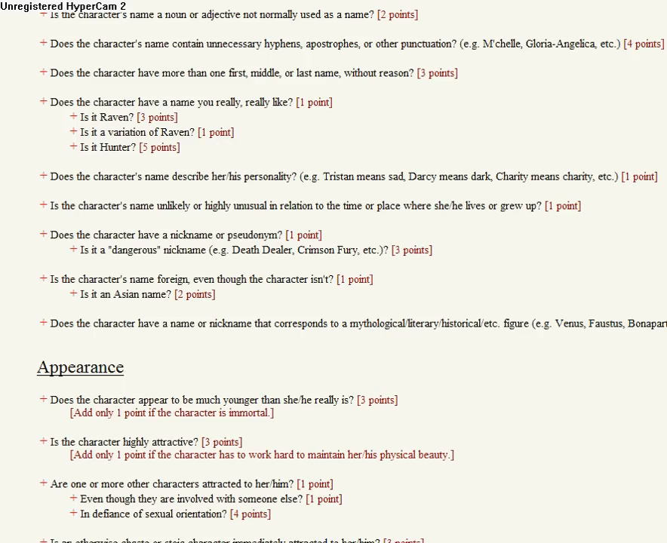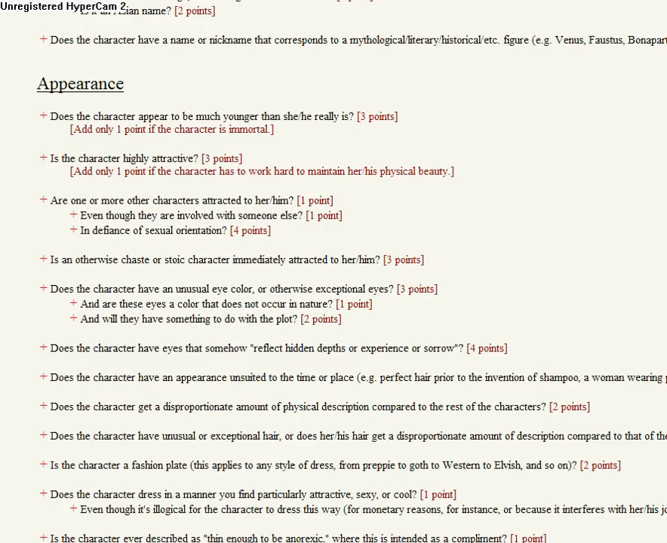Is an otherwise chaste character immediately attracted to him? Plus 3. Try plus 5. I hate when they do that with characters like that. Oh, I'm sorry, I'm not in the mood for love at the moment. Then they see the character. Oh my god, I just don't want to rape you. I want you. No, I'm sorry. No, I don't want to deal with another one of those. Where am I? Crap. Oh, now I remember.